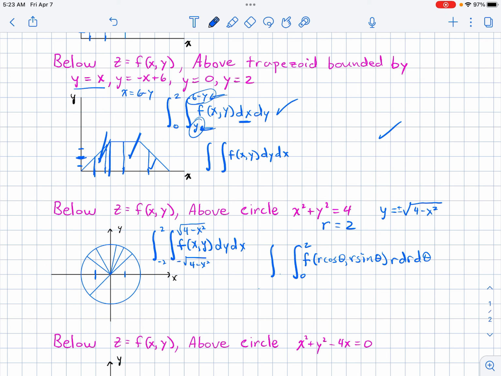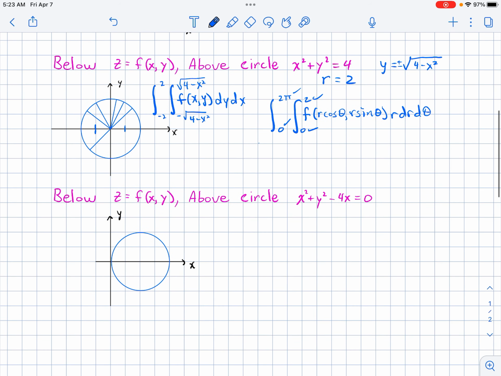In other words, theta goes from 0 to 2 pi. Now, dig this. We're in polar, and we've got a circle centered at the origin, and look what happens. We are only integrating over numbers. There's no thetas or anything in there. That's when we have a circle centered at the origin. So this is how we would set it up.